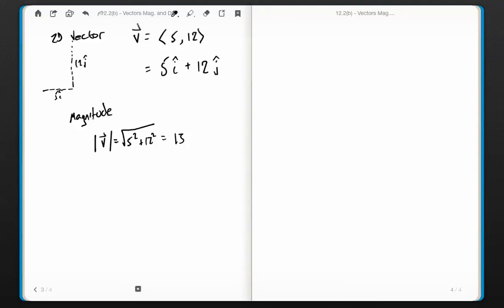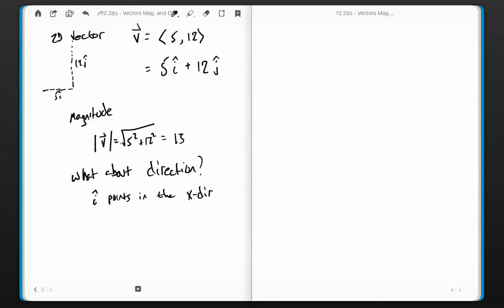But what about direction? This is the magnitude. What about direction? Well, we remember that we have these other directions. i points in the x direction. j points in the y direction, k points in the z direction, but what points in the v direction?